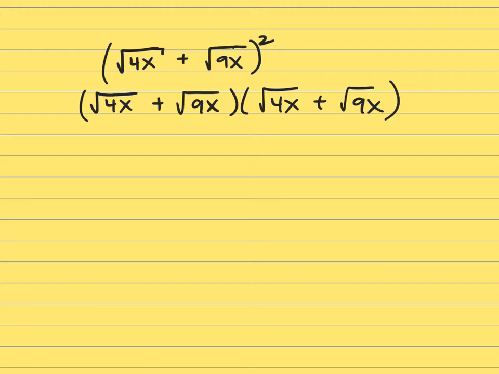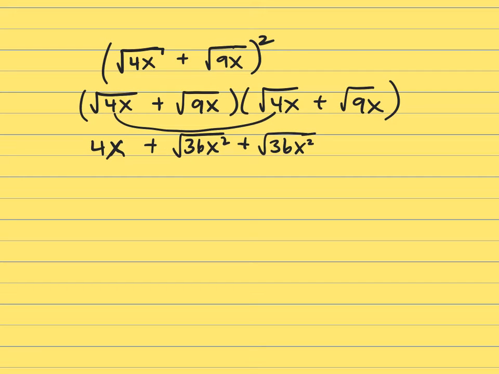Well, let's FOIL. That's going to give you 4x. When you multiply the same two square roots together, you get what's underneath the radical. So that's 4x plus the square root of 36x squared plus the square root of 36x squared. That was this one times this one. And then this one times this one is 9x. So you're left with 4x plus 6x plus 6x plus 9x.